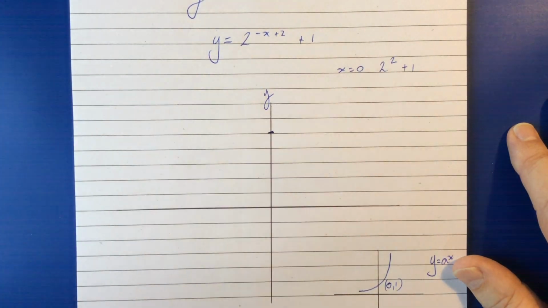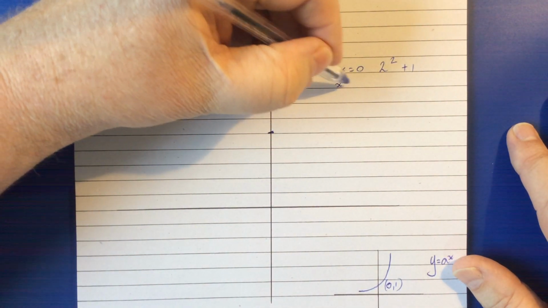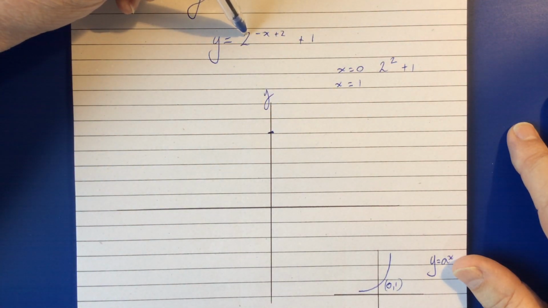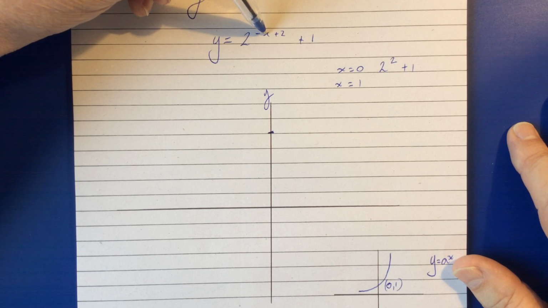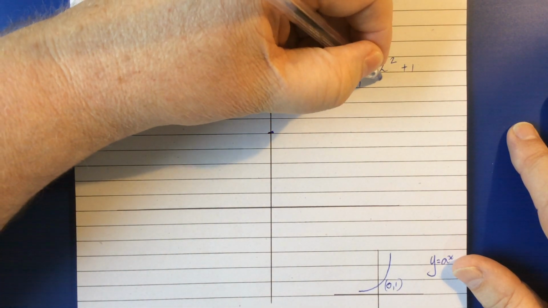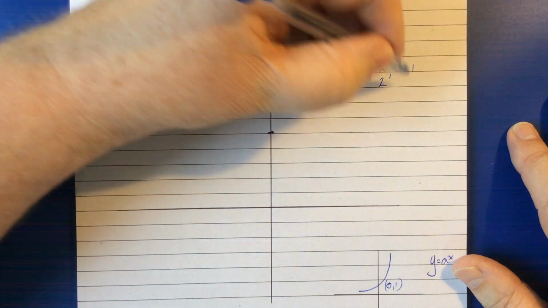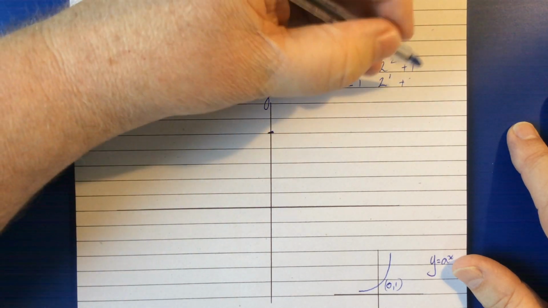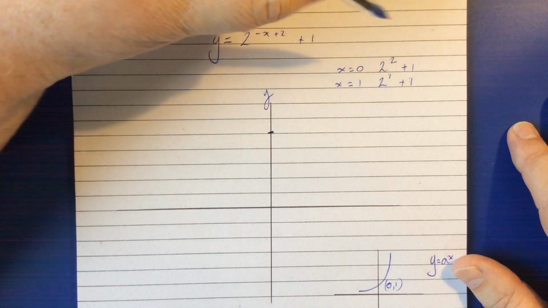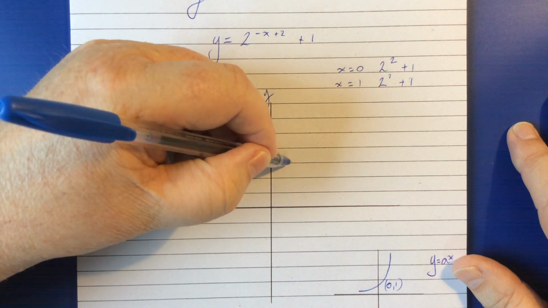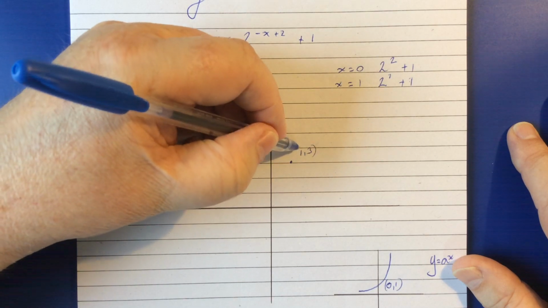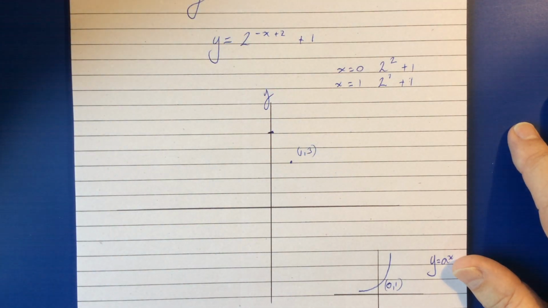Right. Well, let's make x equal 1. So that means that we get 2 to the power of negative 1 plus 2. Negative 1 plus 2 is 1, so 2 to the power of 1 plus 1, sorry. So 2 to the power of 1 is 2, plus 1 is 3. So we get 1, 3. Interesting.